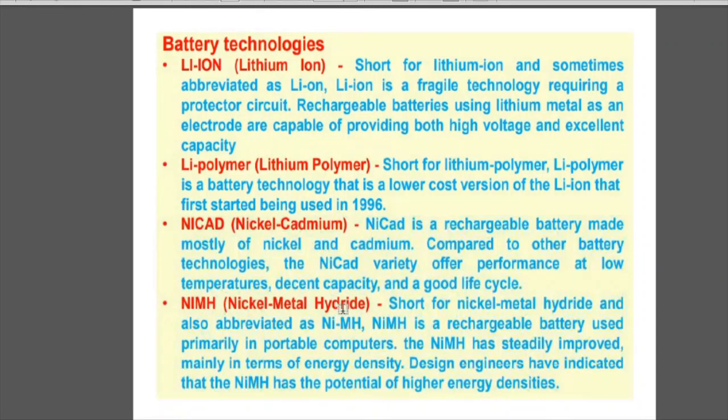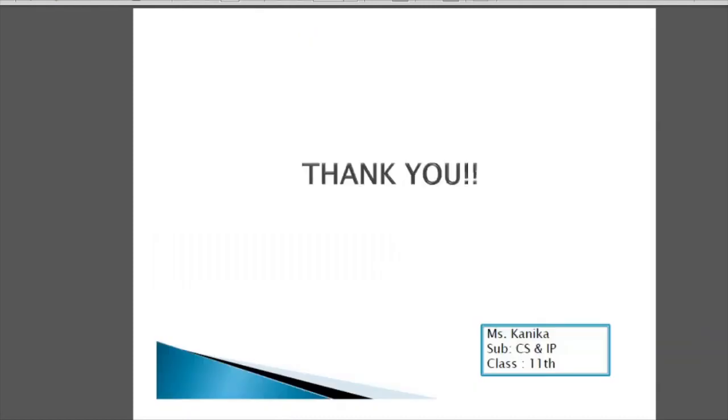Then we have nickel metal hydride. It is also a rechargeable battery used primarily in portable computers. Portable computers, say your laptops. The NiMH has steadily improved mainly in terms of energy density. Design engineers have indicated that NiMH has the potential of higher energy density. So till date, this is the best one which is used, and it is used in portable computers.